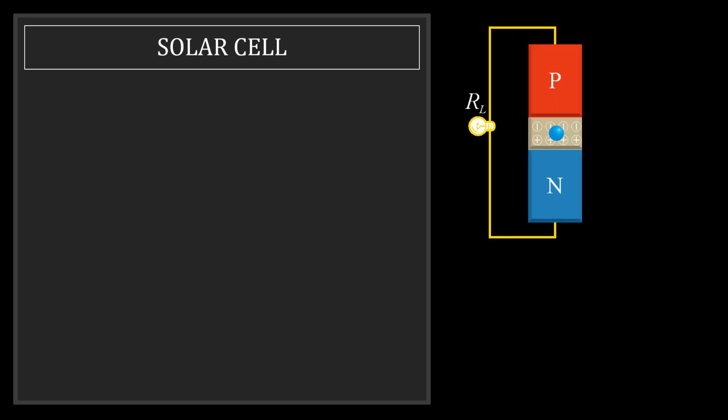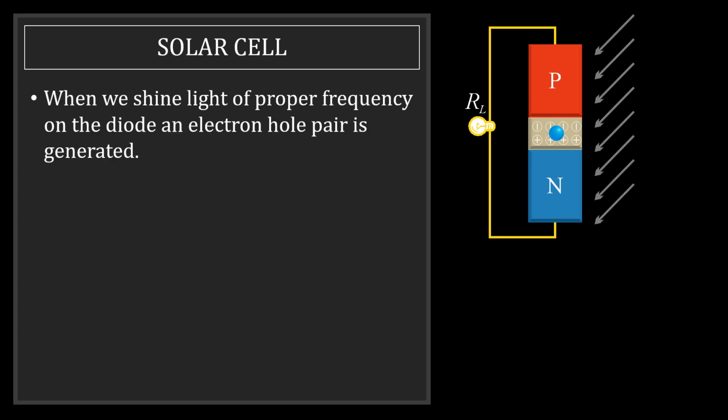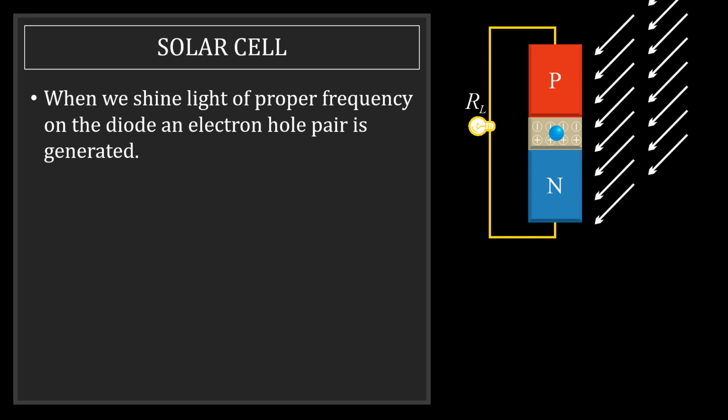Solar cell. Now this figure shows a PN junction diode connected across a load resistor R. Now throughout the diode we shine light. And when we do that, an electron-hole pair is generated. Because the electric field is in upward direction, it causes the current to flow in upward direction. And this is the principle of solar cell. Because the current is flowing from N to P, therefore this is a reverse current.